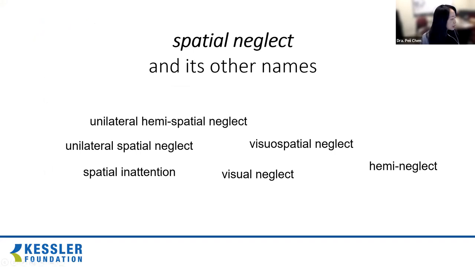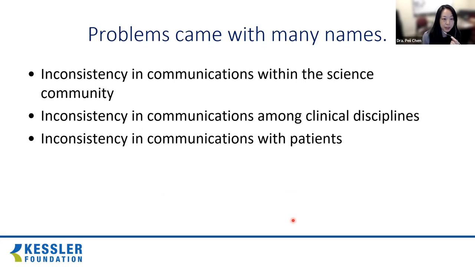All right, spatial neglect. You may not be familiar with this term. You may be familiar with other terms like unilateral hemispatial neglect, spatial inattention, visual neglect or hemi neglect. And these different names actually create problems. The problems that came with many names create inconsistency in communication within the science community and between clinical disciplines. For example, when I talk about spatial neglect, the clinician may talk about spatial inattention, and the occupational therapist may talk about hemi neglect. Psychologists may use another term.